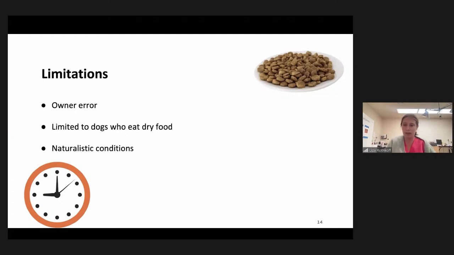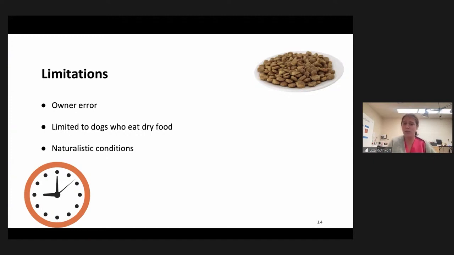And we also limited the study to dogs who eat dry food. Because we were using a fabric snuffle mat, we did not want wet food to get into all the crevices of the snuffle mat, and it would be really difficult for owners to clean. So we did limit it to dry food. So it's possible that some dogs may not have been eating their preferred food.